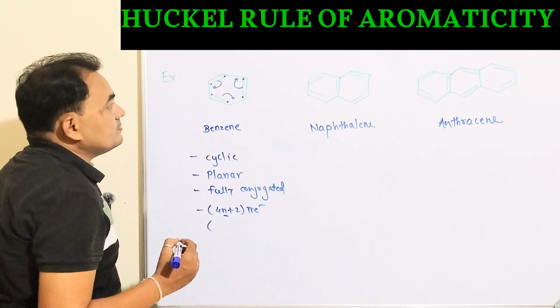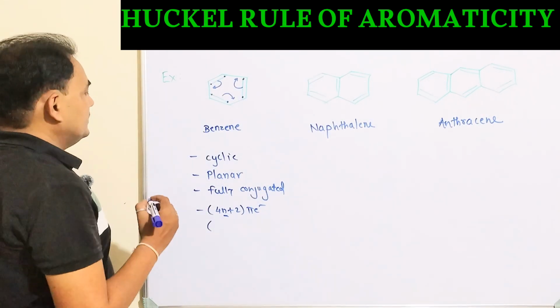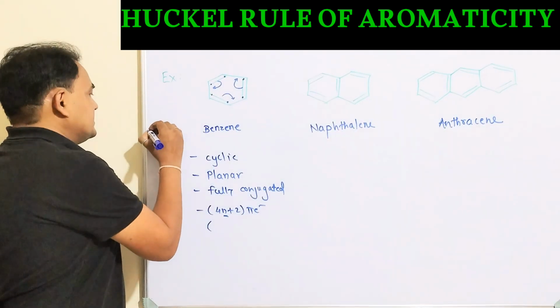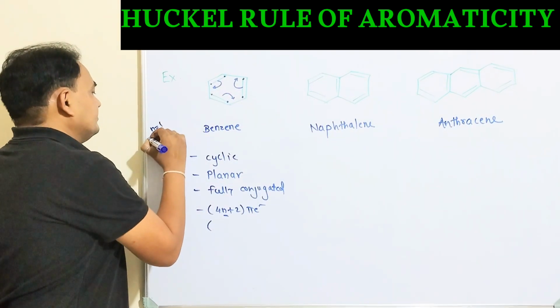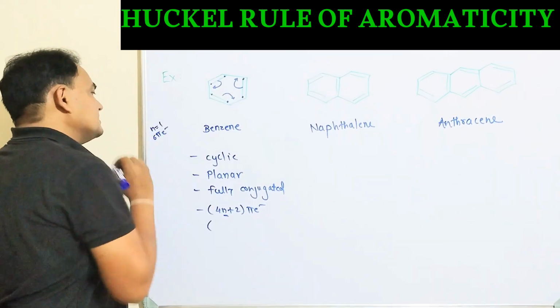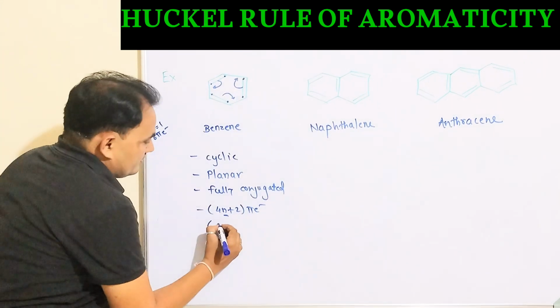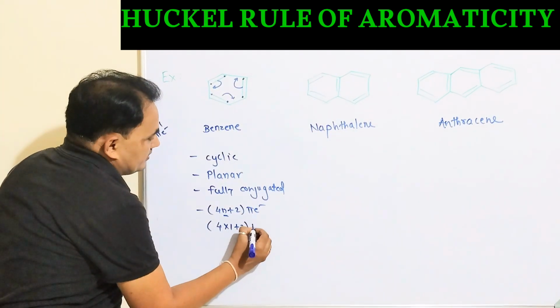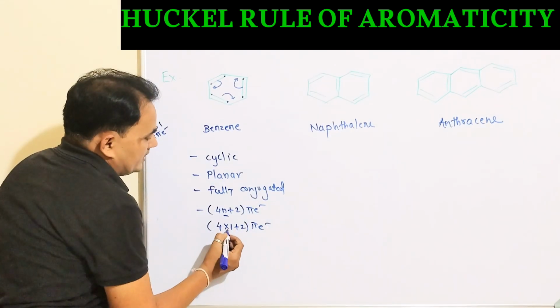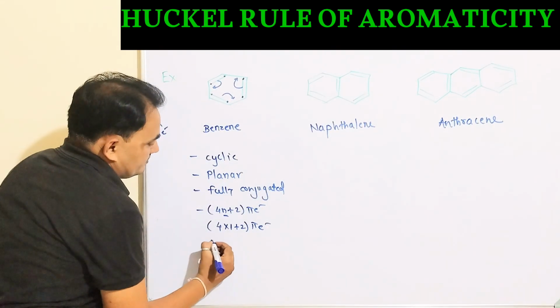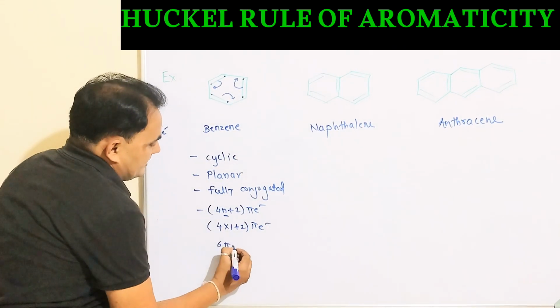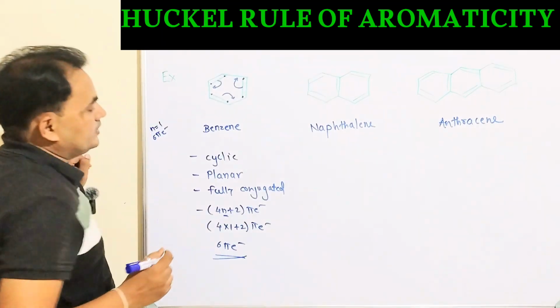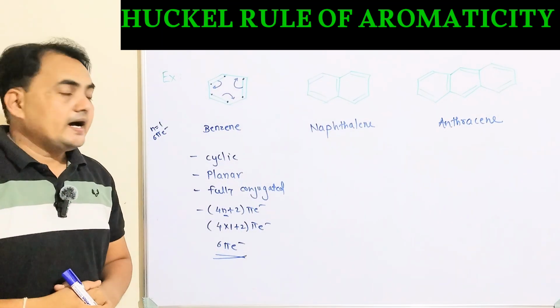Means n is 1. According to what we saw previously, when n is equal to 1, there will be 6 pi electrons. Here the value of n is 1 for 6 pi electrons. That's why 4 into 1 is 4, plus 2 means 6 pi electrons. So according to Huckel rule, the benzene ring is aromatic.